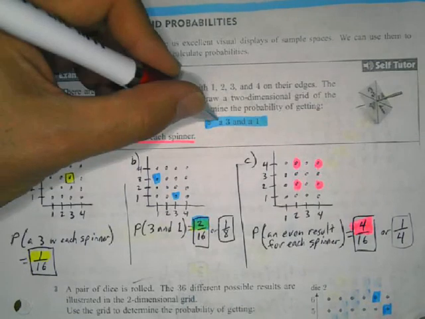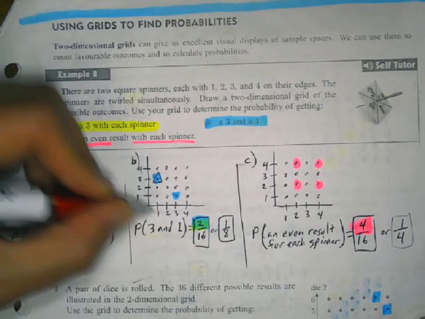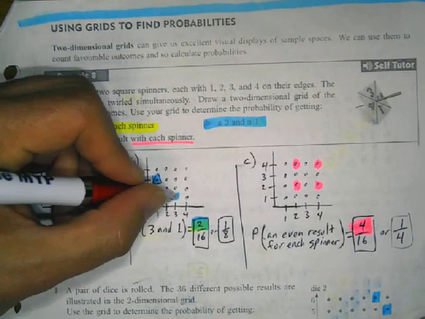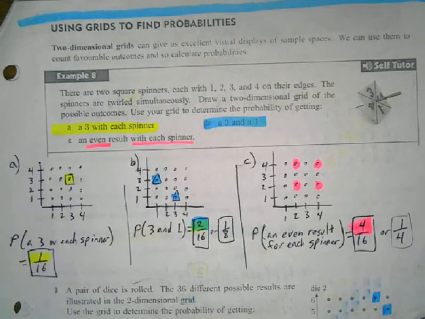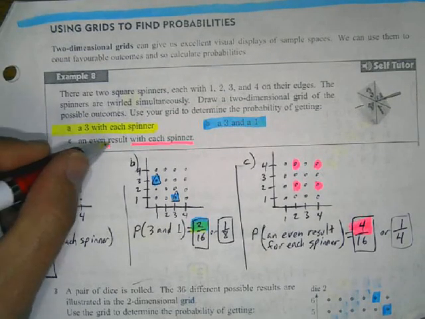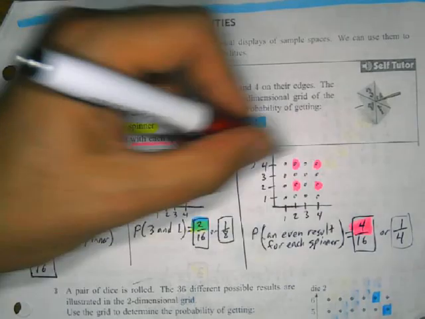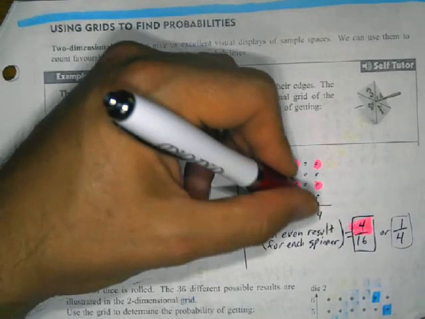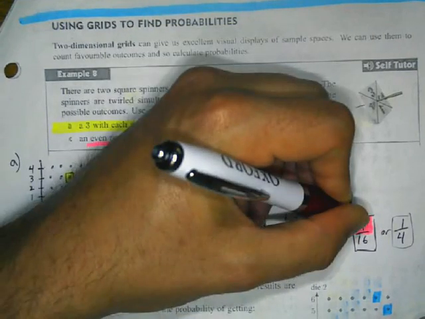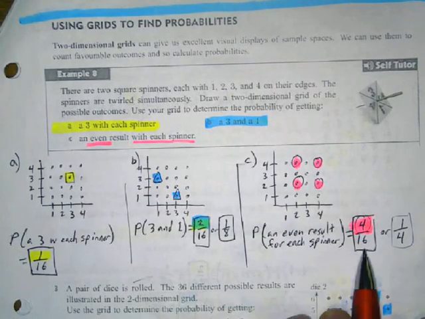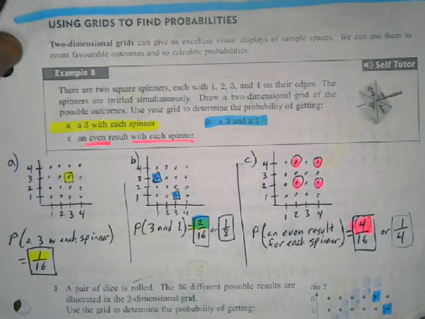Question B, getting a 3 and a 1. So to get a 3 and a 1, I can get a 1 and a 3 here, or a 1 and a 3 here. So these two are going to give me 2 out of 16. The next one, an even result with each spinner. So I could get a 4 and a 2, a 4 and a 4, a 2 and a 2, and a 2 and a 4. So from this information, we know that there's 4 out of 16 chances that we're going to get an even value. Hit pause if you need to see this some more.